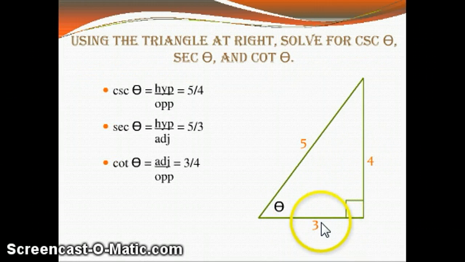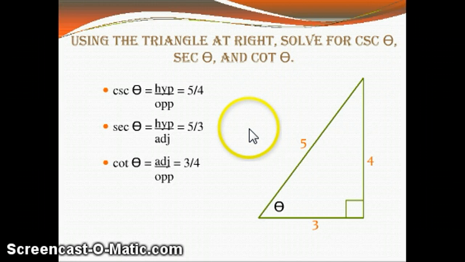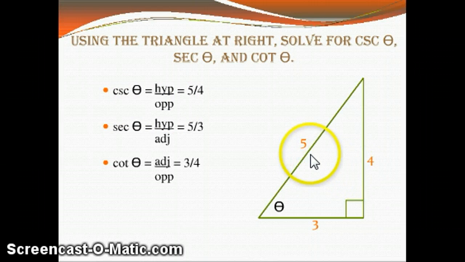Now using the same 3, 4, 5 triangle, solve for the cosecant, secant, and cotangent of theta. The cosecant is the opposite of the sine, which will make it the hypotenuse divided by the side opposite the angle, so it will be 5 over 4. The secant of theta is the opposite of the cosine, which makes it the hypotenuse divided by the side adjacent to the angle, which will make it 5 over 3.